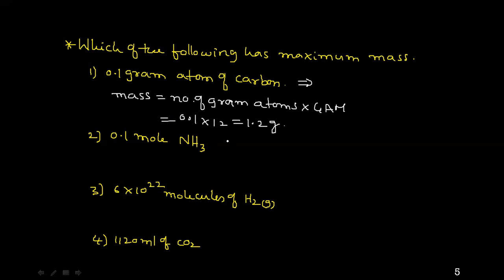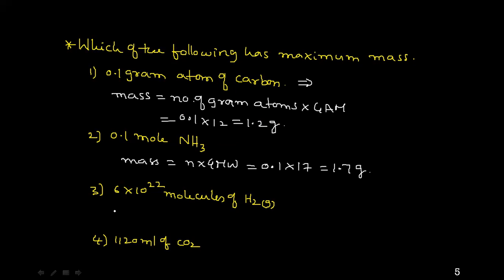Second case, number of moles is given. So what can be the mass now? Mass is equal to number of moles into gram molecular weight, molar mass. What is the number of moles? 0.1 into, so it will be 17. So 1.7 grams. And coming to 6 into 10 power 22 molecules of hydrogen.